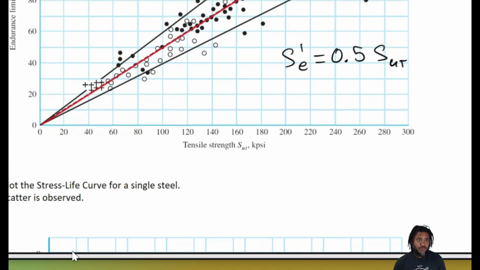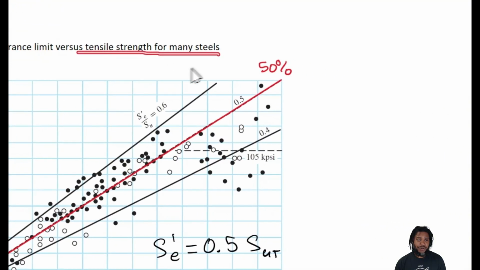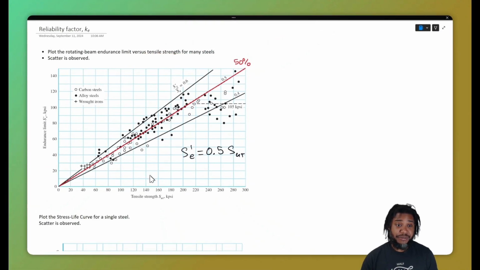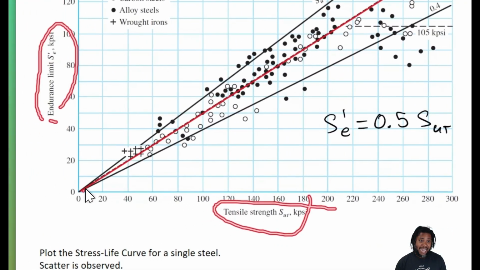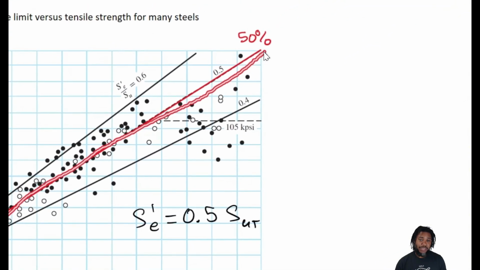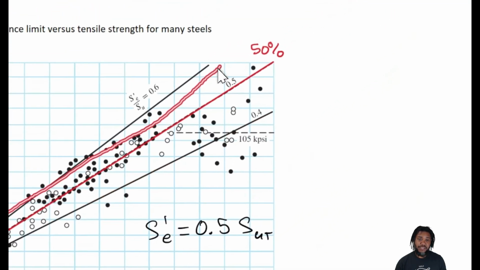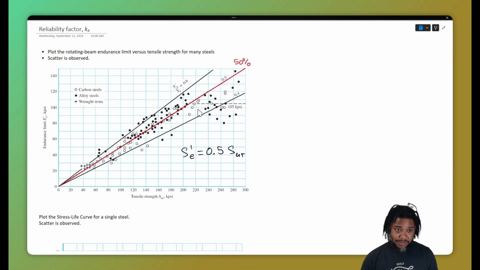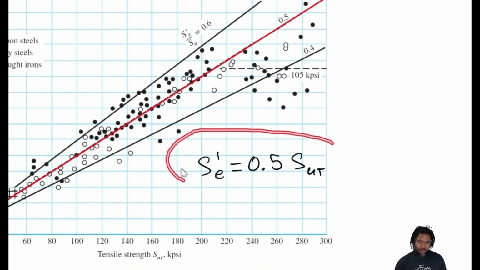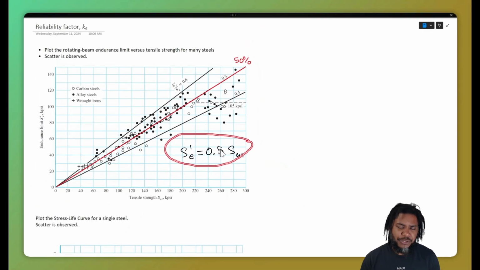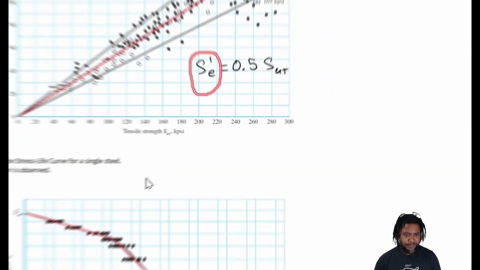Now, when we plot the rotating beam endurance limit versus tensile strength, we see a lot of scatter in the data. And we saw this earlier, where the endurance limit versus the tensile strength on average has a 50% relationship. But it could range between as low as 40 and as great as a 60% relationship. What this means is whenever we're using the 50% value on tensile strength, we're only representing 50% reliability of what the endurance limit is.